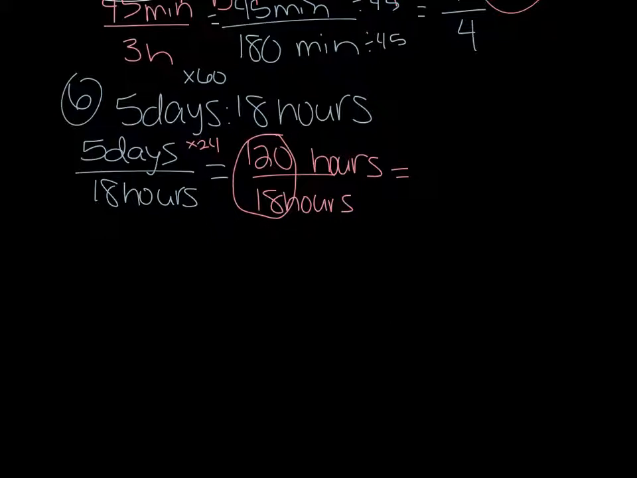What can you divide out of both of those? A 2, and you get 60 over 9. What can you divide out of both of those? A 3, and you get 20 to 3.